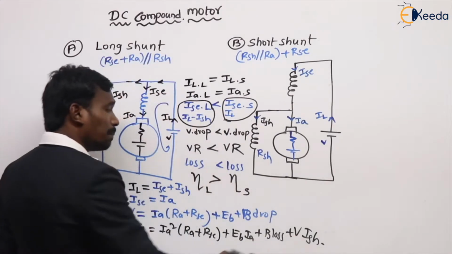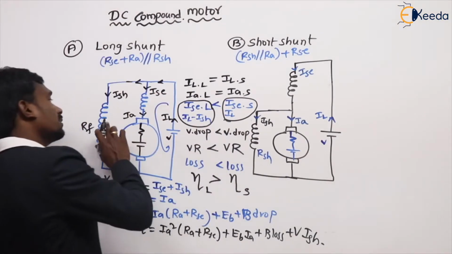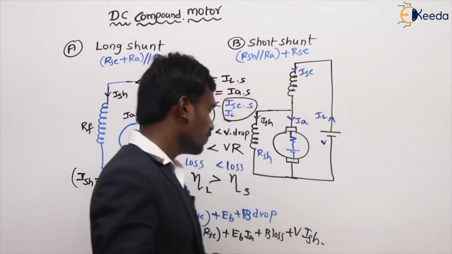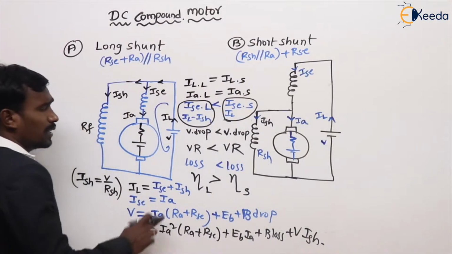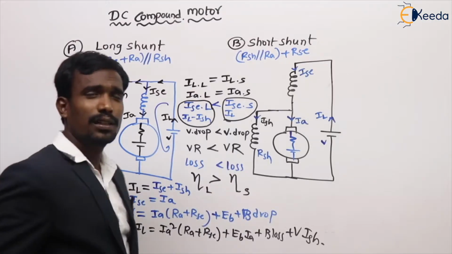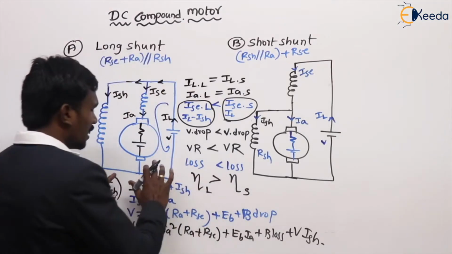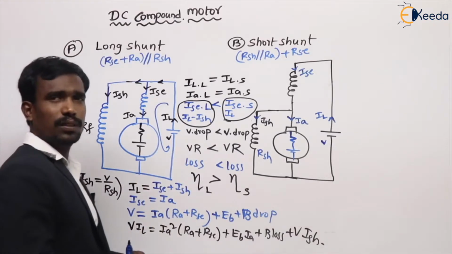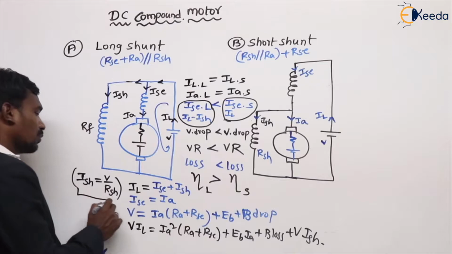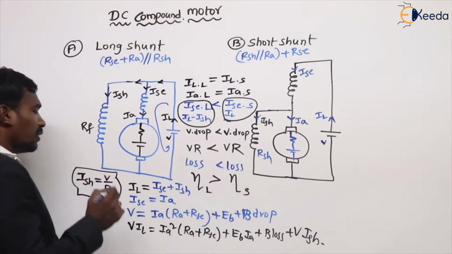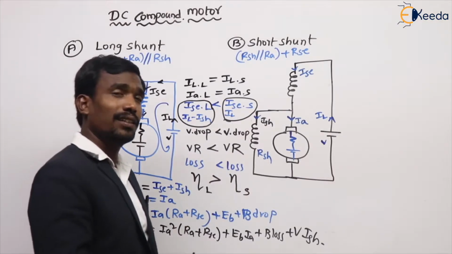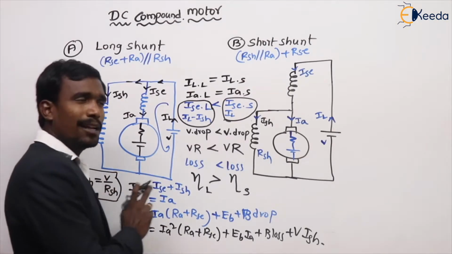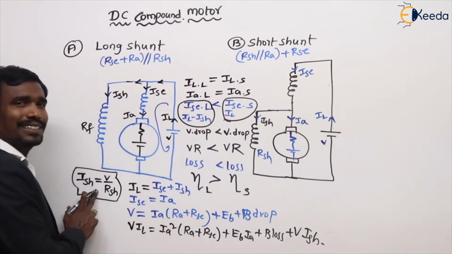Here, what is that? The power. We have to increase all the powers in the circuit. This is important. So, V into IL is the input power. So, this is the current, voltage, and power equations of long shunt. And here ISH is equal to V by RSH. I forgot to mention that in the long shunt generator; in the long shunt generator also the answer is the same. Even in the shunt generator also the answer is the same.